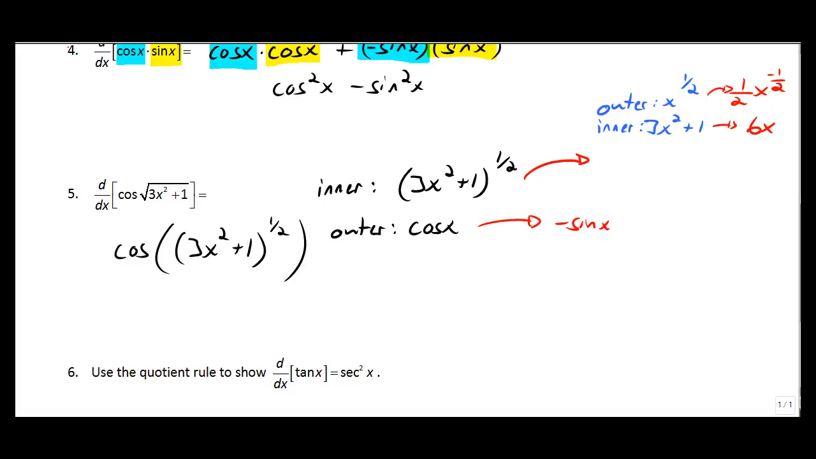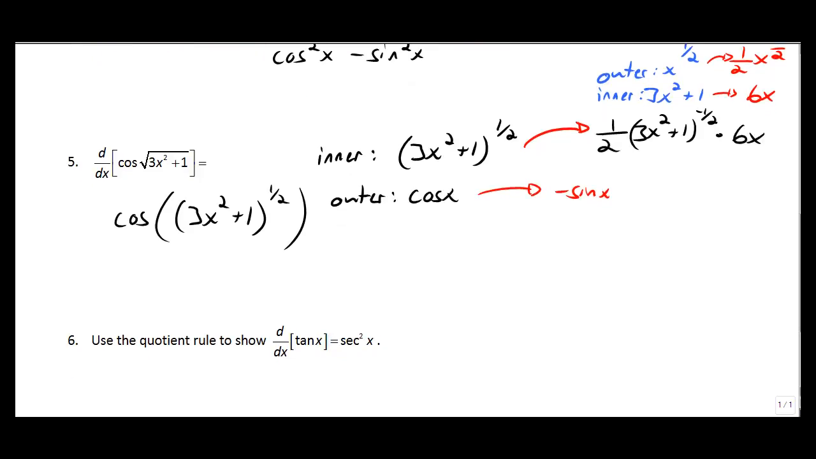Okay, so what do I go? The derivative of the outer at the inner. 1/2 3x squared plus 1 to the negative 1/2. So there's the derivative of the outer at the inner times the derivative of the inner. So 6x.